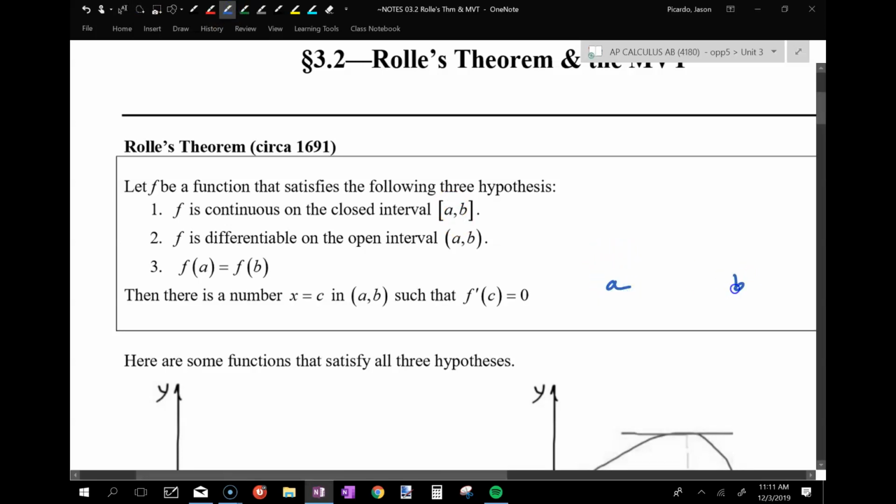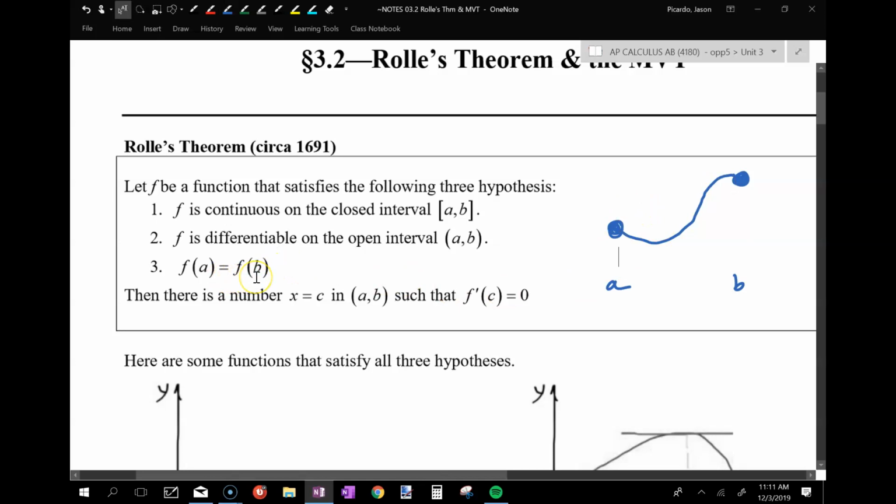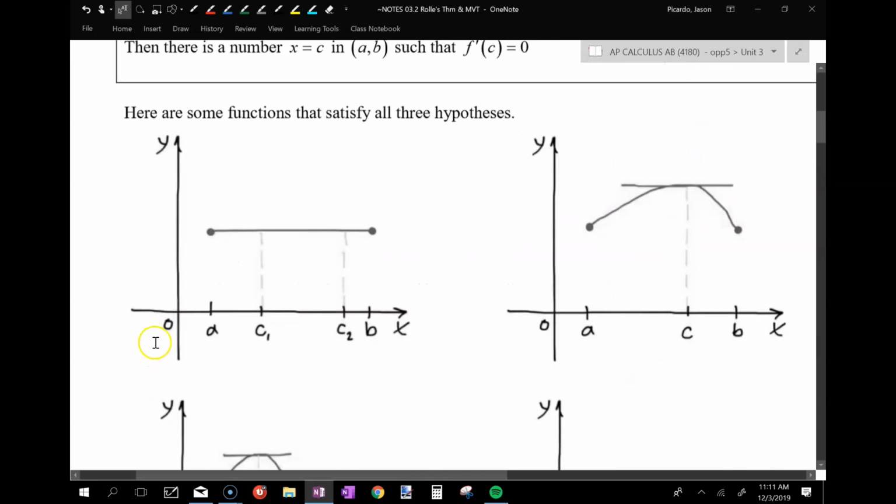Well, here's a, here's b, here's a point, here's a point. Continuous. So don't pick up the pen, right? So maybe it looks something like that. And if f is differentiable on the open interval a to b, then f of a has to equal f of b. What does that mean? Well, there are three different scenarios.